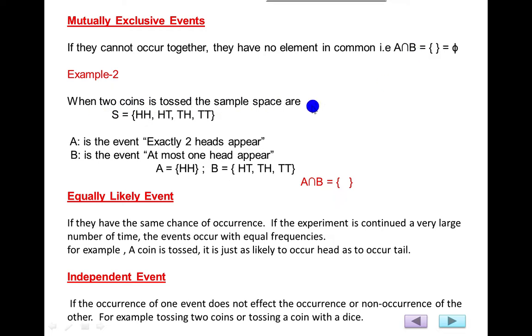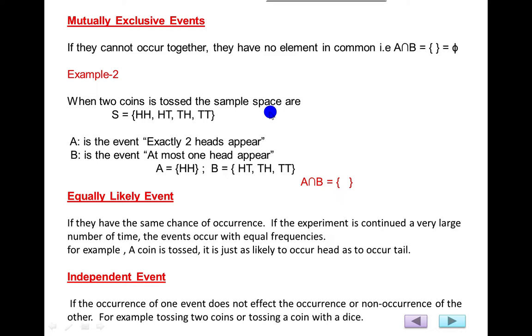So when 2 coins are tossed, the sample space has 4 outcomes, same as the previous example. This is example number 2. A is the event exactly 2 heads, B is the event at most 1 head appears, A intersection B is the null set. So the probability of the null set is equal to 0. And the probability of the sample space is always equal to 1, and probability minimum may be 0, maximum 1. 100% chance or 0% chance.